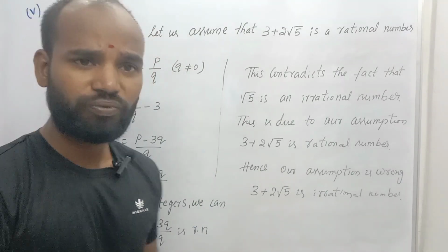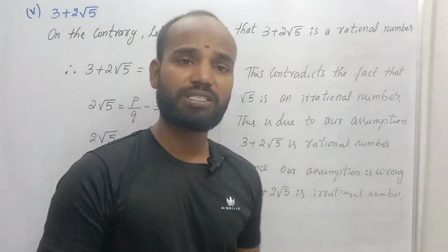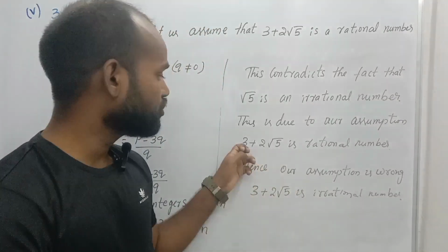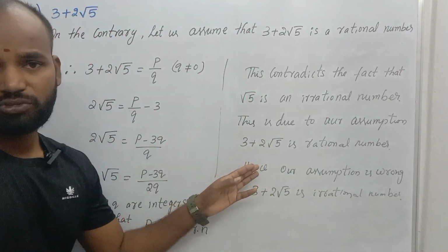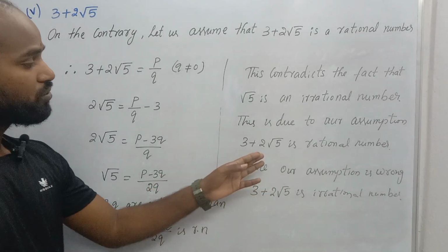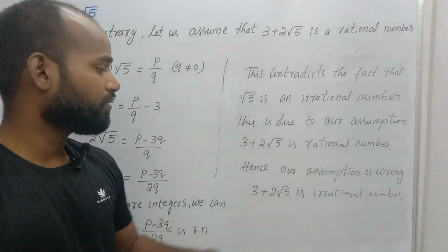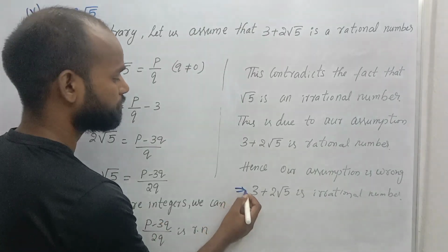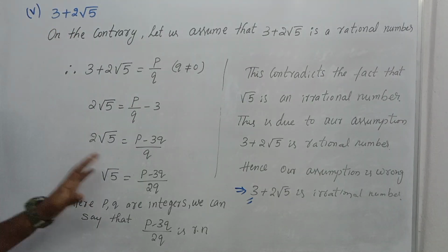It is saying that root 5 is an irrational number, not a rational number. So this is due to our wrong assumption. What did we assume? We assumed that 3 plus 2 root 5 is a rational number. But that is our wrong assumption. Because of it, we got that root 5 is a rational number, but it is not. Hence 3 plus 2 root 5 is an irrational number. This is the proof that 3 plus 2 root 5 is an irrational number. So that's all about the first bit.